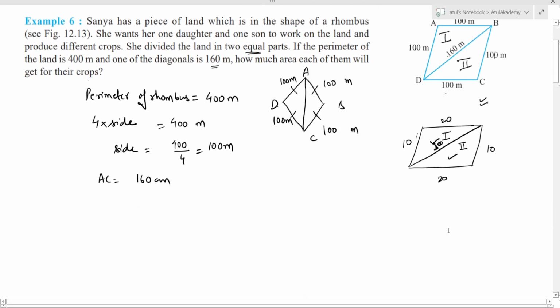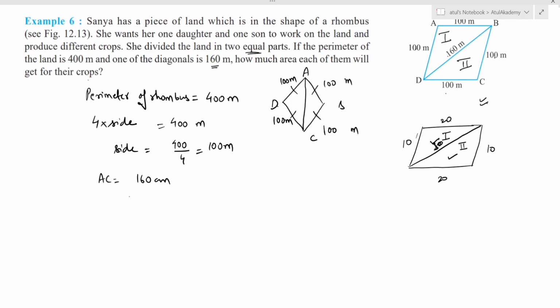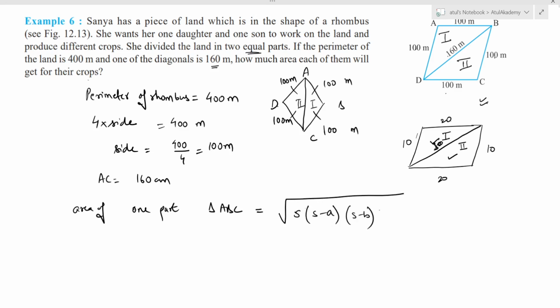I have the dimensions. Let's find the area of one triangle only because it is divided into two equal parts. So the area of both the triangles will be equal and you have to calculate for each one of them. So the area of one part, I'll say for triangle ABC, is equal to, what formula will you use? Again Heron's formula, root of S into S minus A, S minus B, S minus C. What is my S over here? I have not calculated S. Let's just calculate S first.